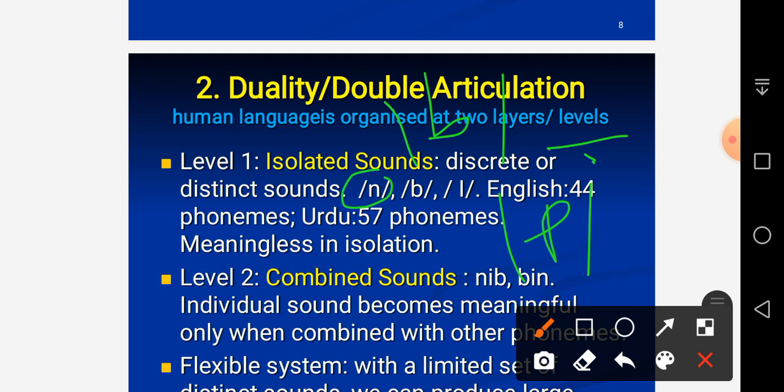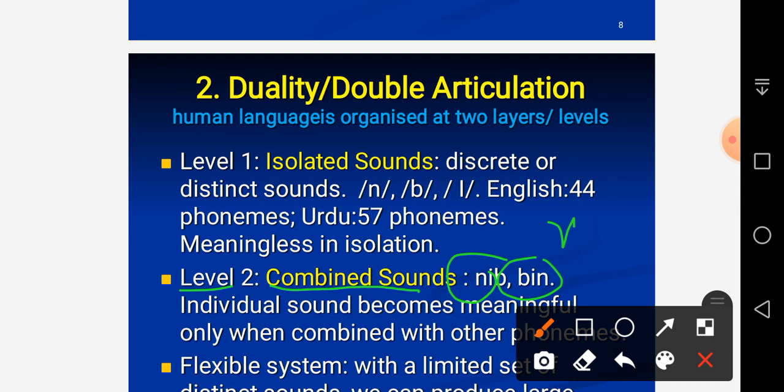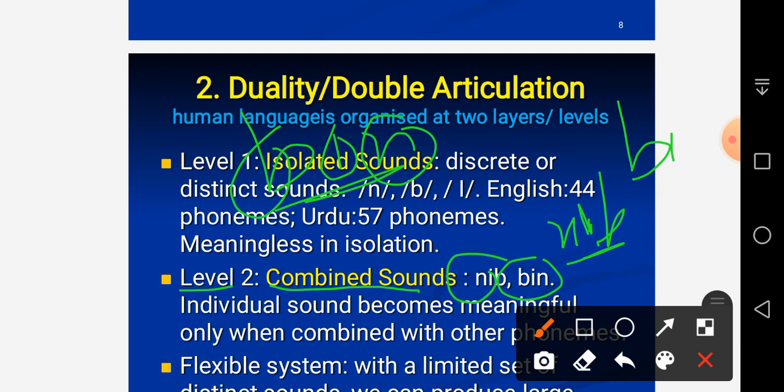But when they are organized, level 2, when these sounds are combined, as you can see, now they have meaning. If we combine them in this sequence, this is nib, nib of a pen. And if we organize them in this sequence, let me show you here, it has another meaning, bin, a different word. So in isolation, they don't have any meaning, but when they are joined together, they have meaning. So human language has been designed on 2 layers.